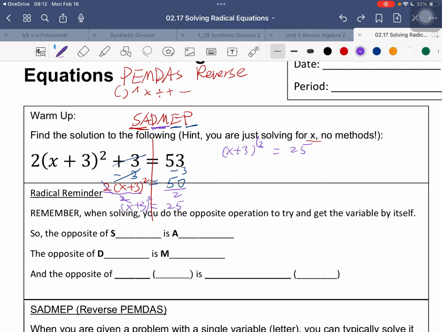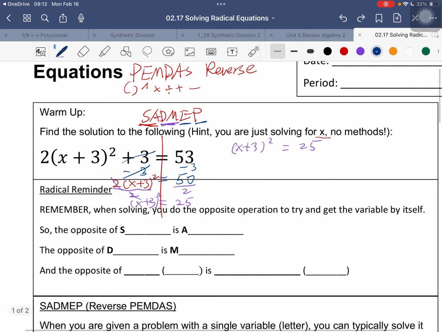exponent because we see the square. To remove the exponent, I need to have a square root because we know square root and square can cancel out. So on both sides of the equal sign, I put a square root. On the left side, square root and square cancel out. It leaves me x plus 3 in parentheses. And on the right side, square root of 25, refer to my perfect squares cheat sheet on the wall. It is 5.